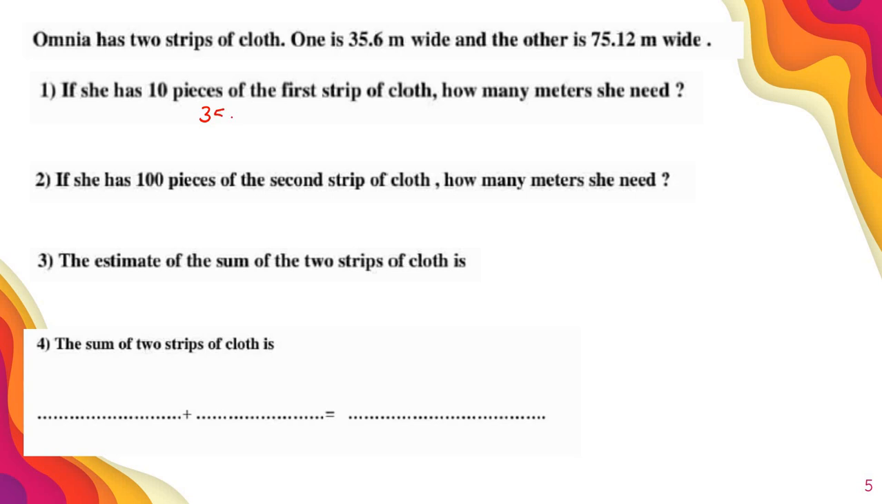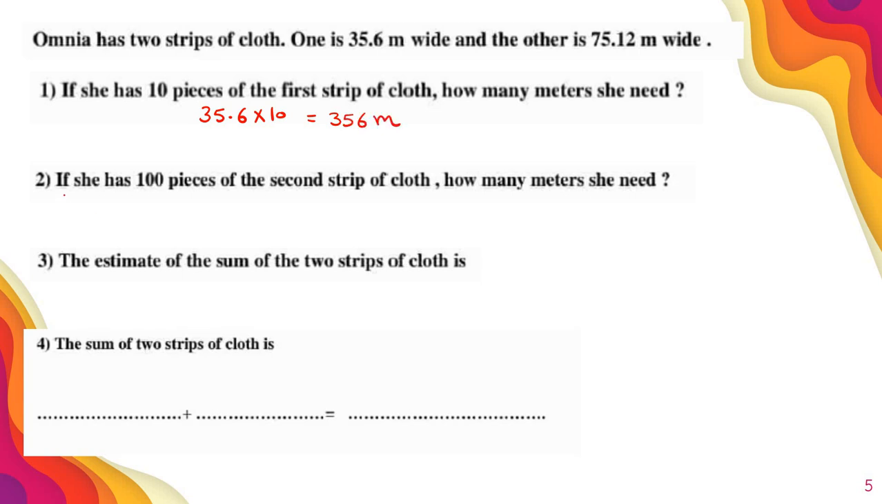So 35.6 times 10. Why will I multiply? Because she has 10 pieces of this one. So 35.6 plus 35.6, then I will add it 10 times. So I will multiply it by 10. When we multiply, the number becomes bigger, and I will move the decimal point one place to the right. So the answer will be what?